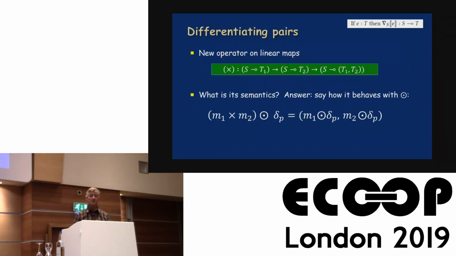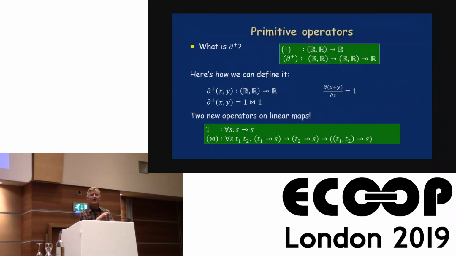What is its semantics? Well, here it is. If I have this new linear map, M1 cross M2, and I finally apply it to something, then I apply it to each of the components. So I apply M1 to the something and M2 to the something and pair up the result. Okay? That's the semantics.